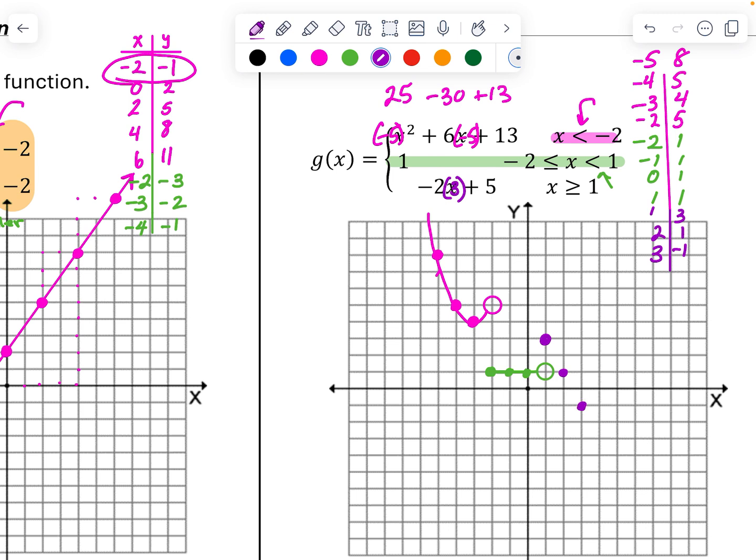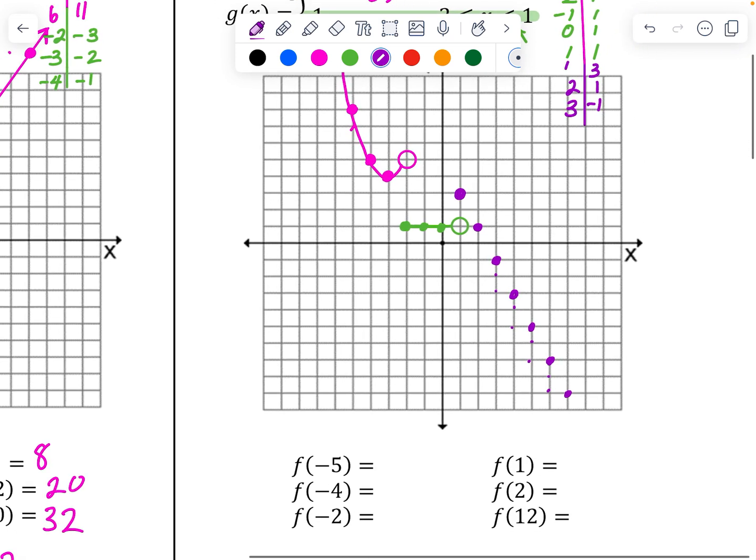Or if I remember how to graph lines, I know that my slope is negative 2. That means I go down 2 and over 1, and down 2 and over 1, and down 2 and over 1, and down 2 and over 1. So I would have this line segment. Right there, that's what I would have.